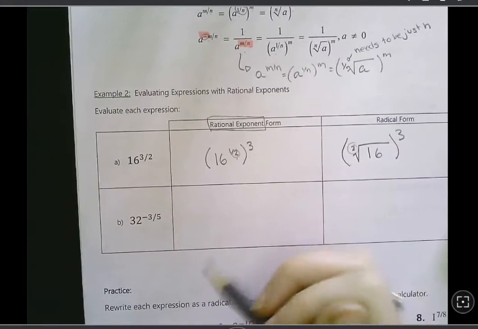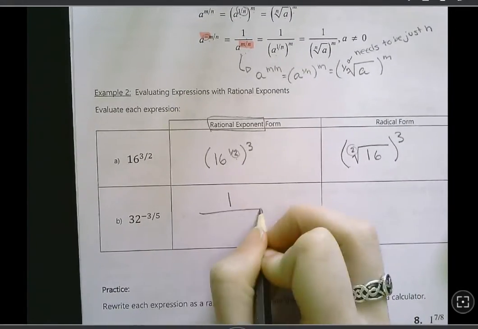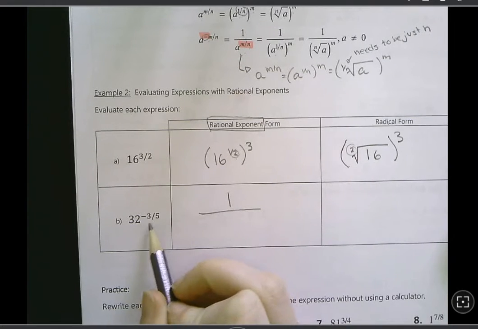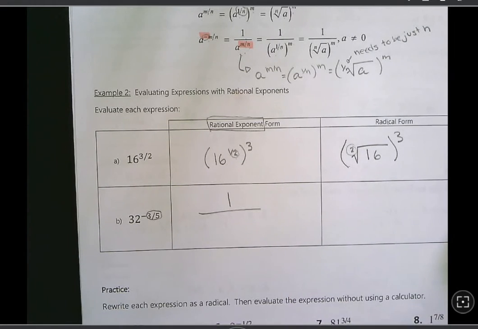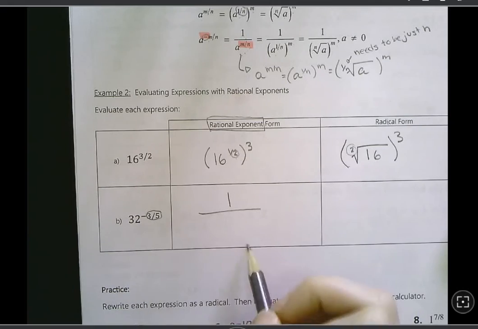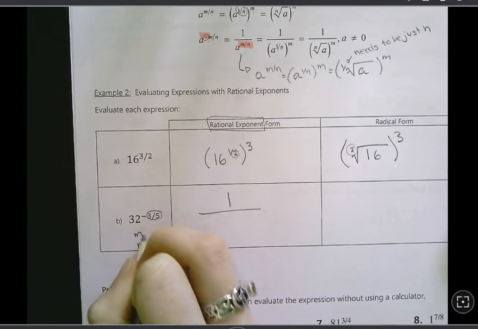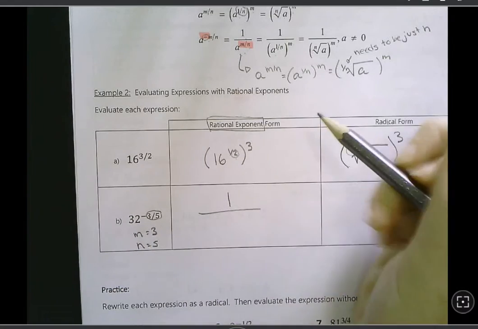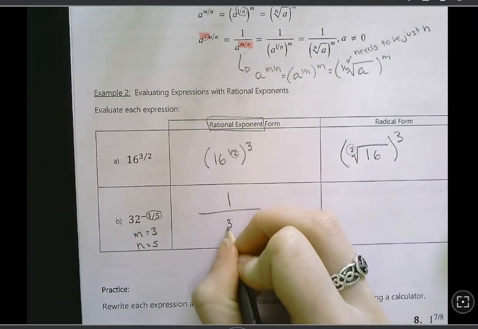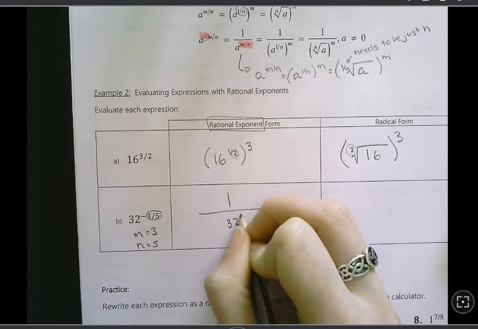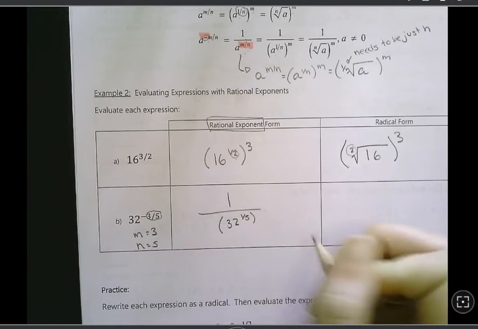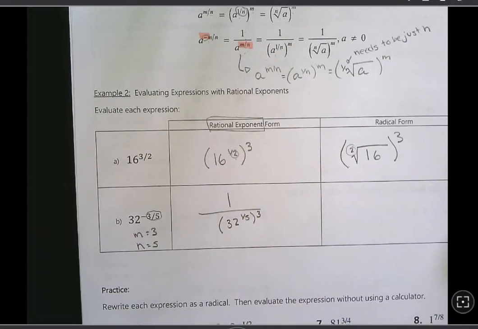Now for b, remember we need to do 1 over whatever we're doing. Well, we have the 3/5 on the exponent here. So my n in this case is 5, and my m is 3. So if I'm going to rewrite it in this form here, we have a 32 to the 1/5, parentheses, and then all of that is cubed.